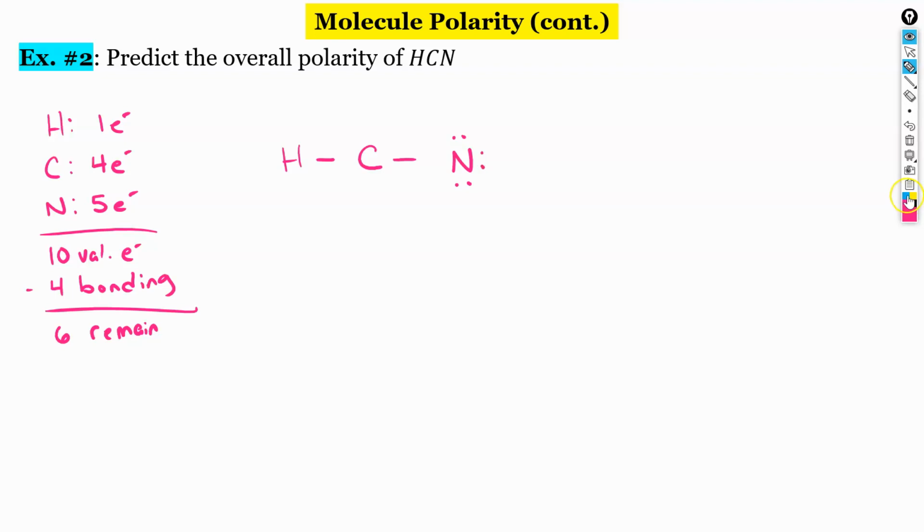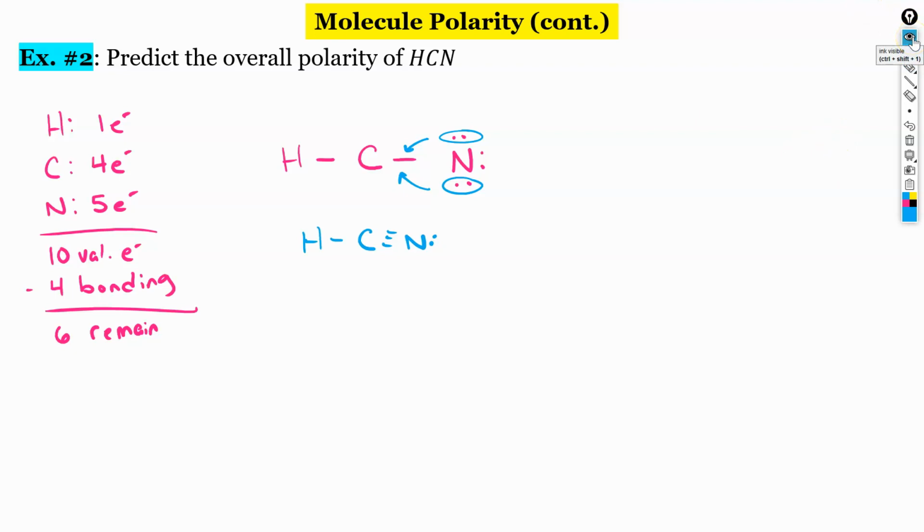So we're going to need to share some of these. So carbon needs 4 more, so let's share these and these. So we'll end up with a triple bond, just like that. Okay, so let's look at our electronegativity values next.